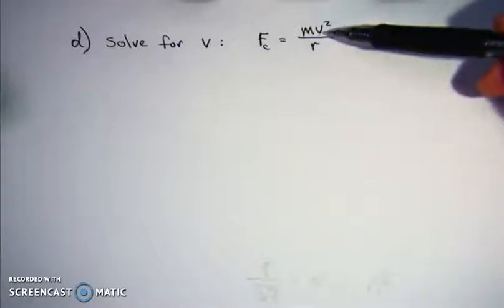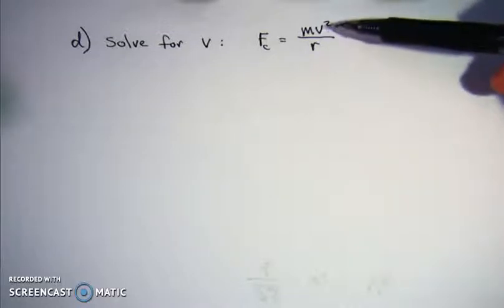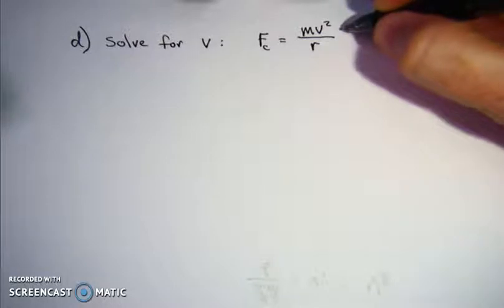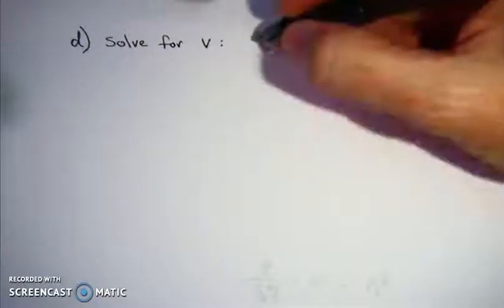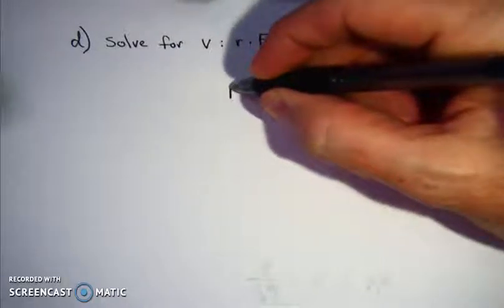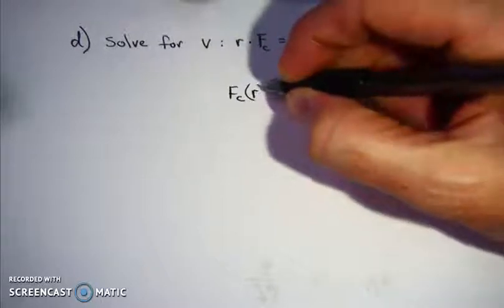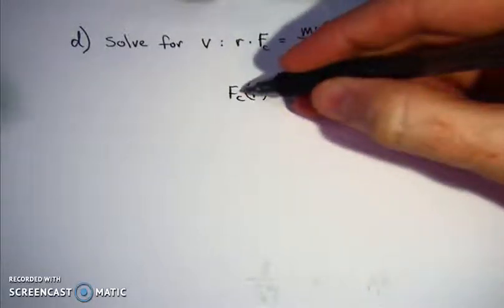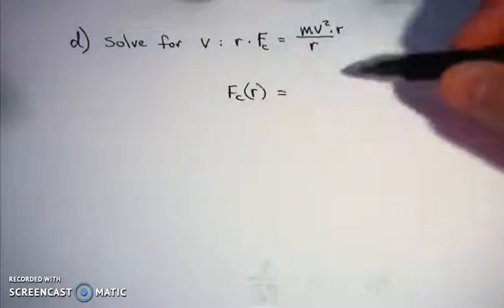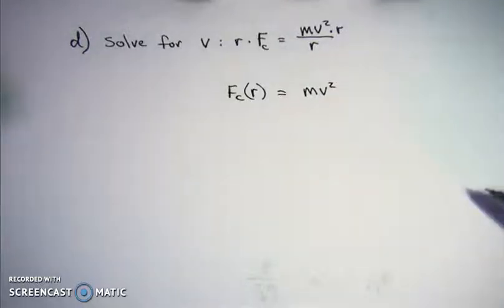We want to get v by itself, so we need to get rid of the m and the r and also the square. So first step would just be to get rid of the r. So we'll multiply both sides times r, and you'll end up with Fc times r, or you could just write FcR. Does not matter as long as you understand what the function of that is. And that would leave mv squared by itself.